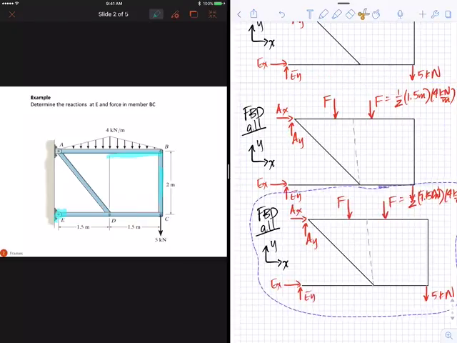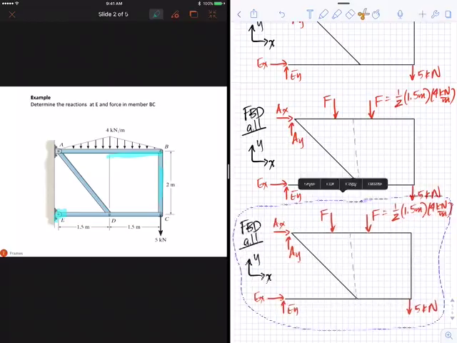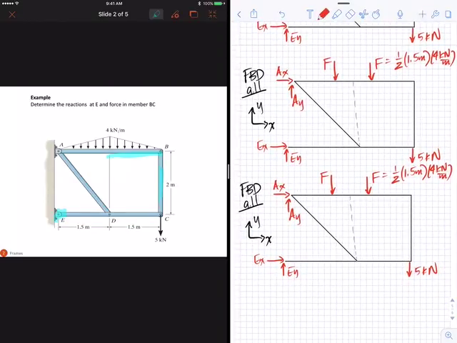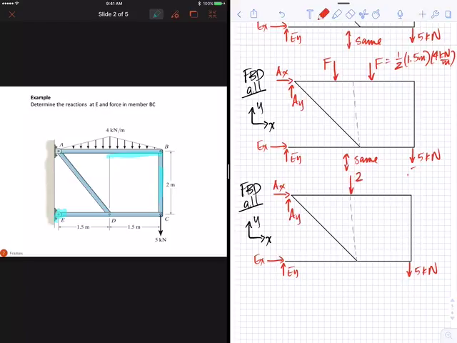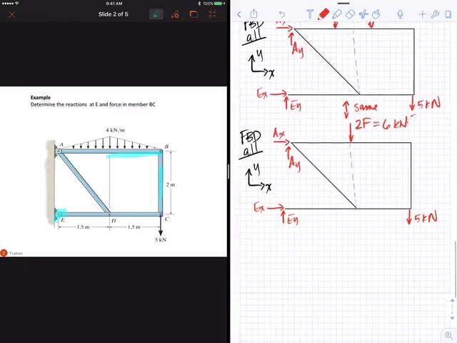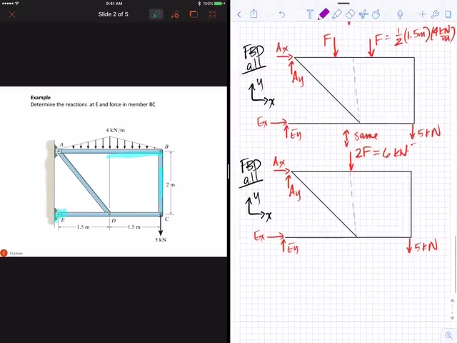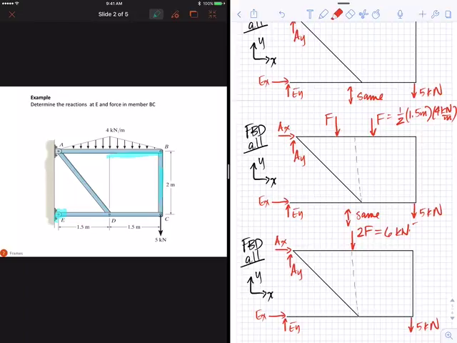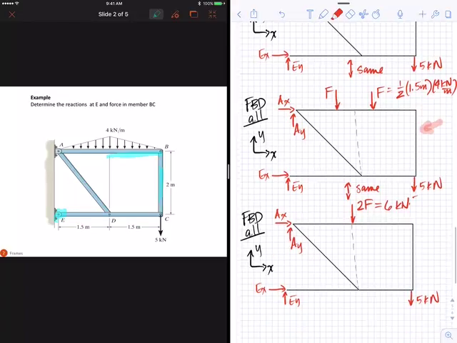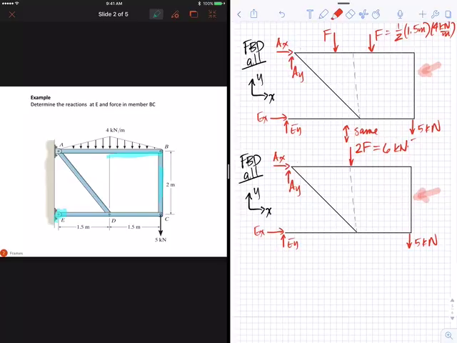As for further simplifying this distributed load, I'm going to draw them here. So these are the same, and now these are the same as well. So we can take these two and say this is exactly the same as 2F, where F is what we solved for before, and that ends up being 6 kilonewtons. If you don't believe me, you can solve for the sum of moments using this one here, and I promise you, you'll get the exact same answer as using this one here.